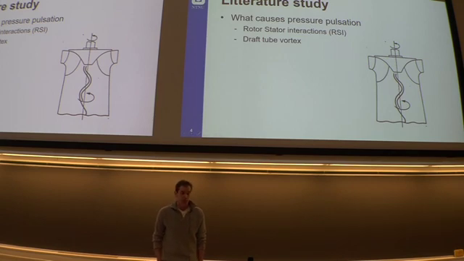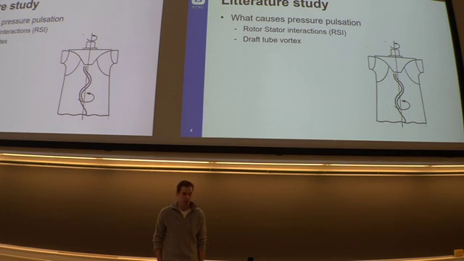An example of what can cause pressure pulsations is rotor stator interactions, or RSIs, which then causes pressure pulsations when the runner blades pass the guide vanes, and vice versa.